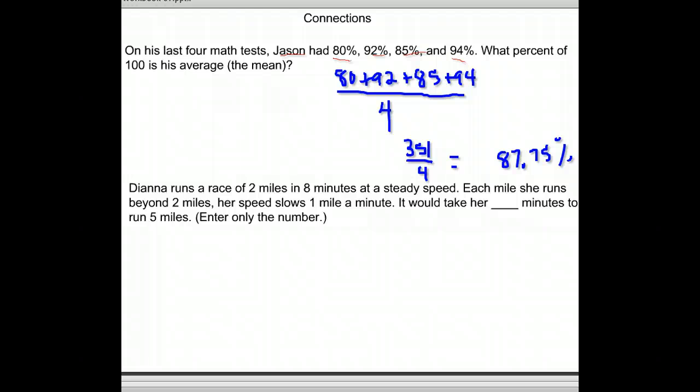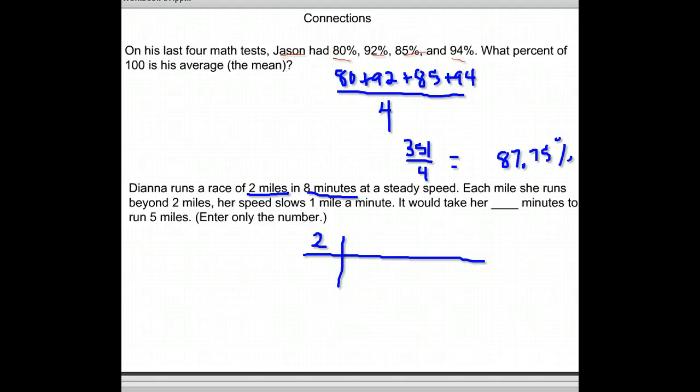Okay, and this last one is a little more crazy. It talks about Diana. She's running a race, and at the beginning she runs 2 miles in 8 minutes. That's really fast. Each mile she runs after the 2 miles, her speed slows down 1 mile a minute. It would take her how many minutes to run 5 miles?